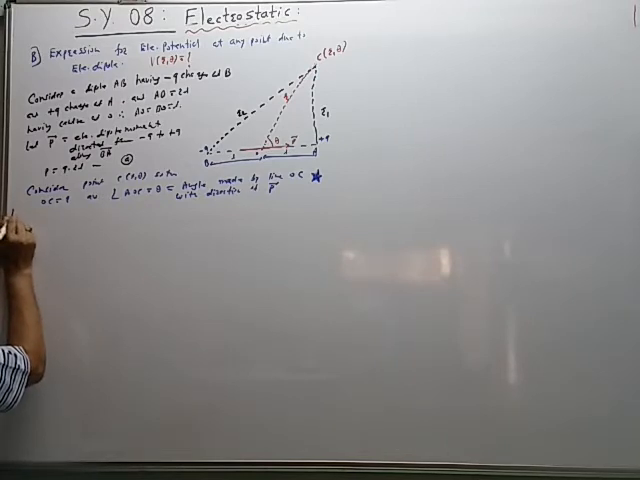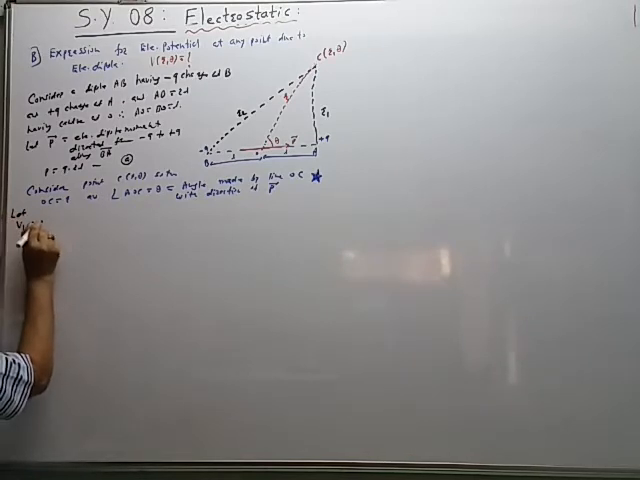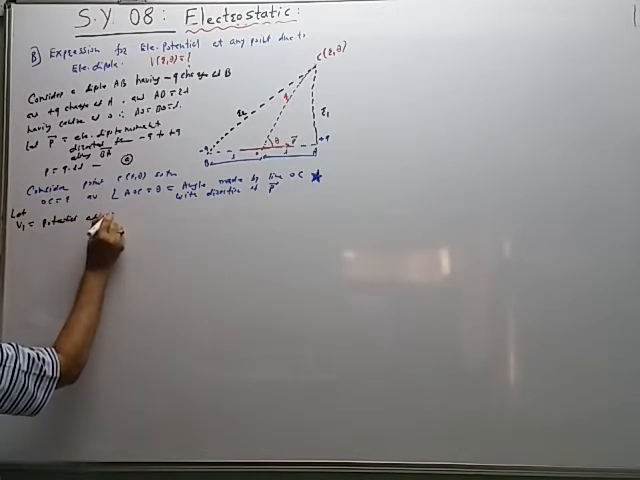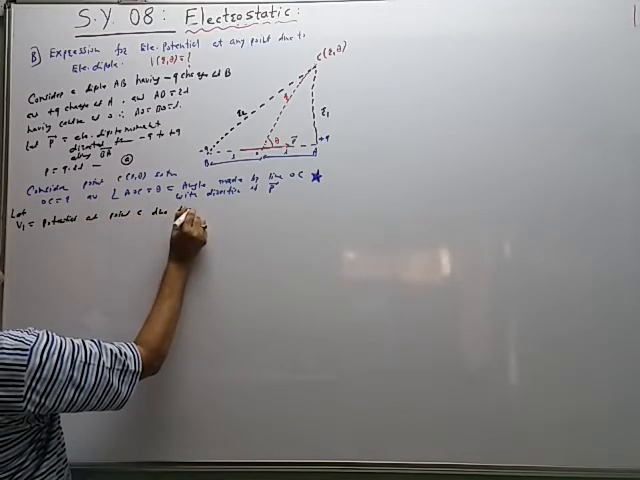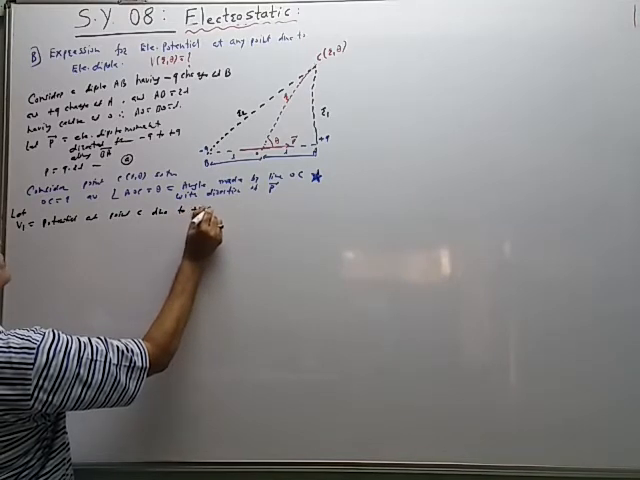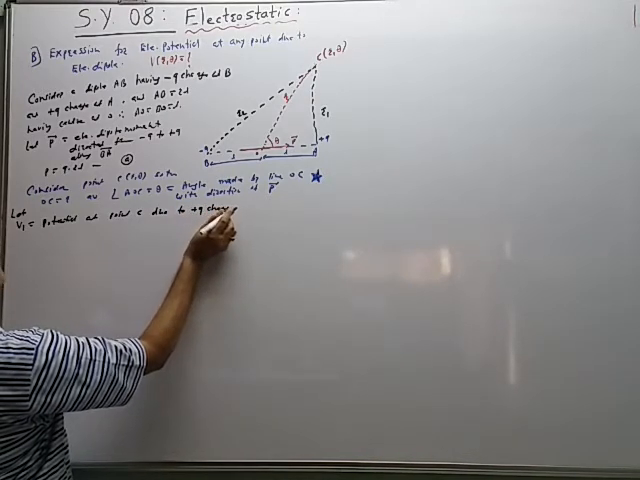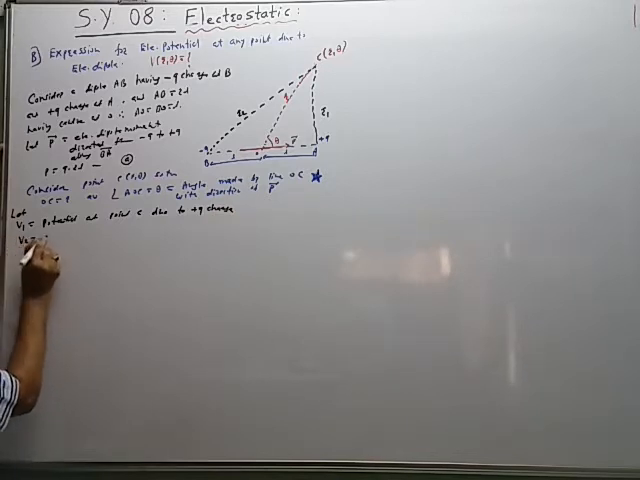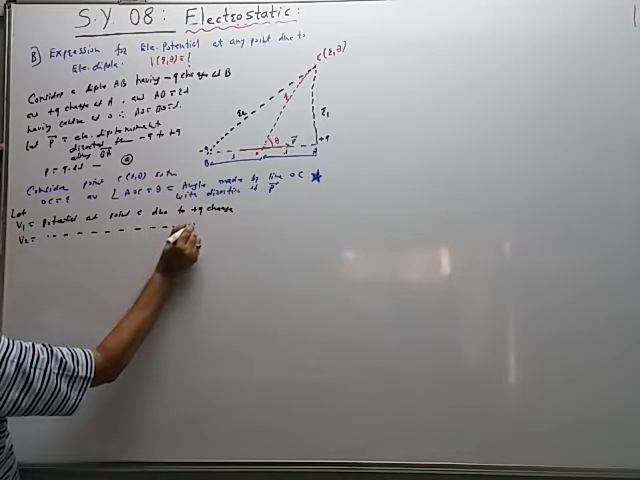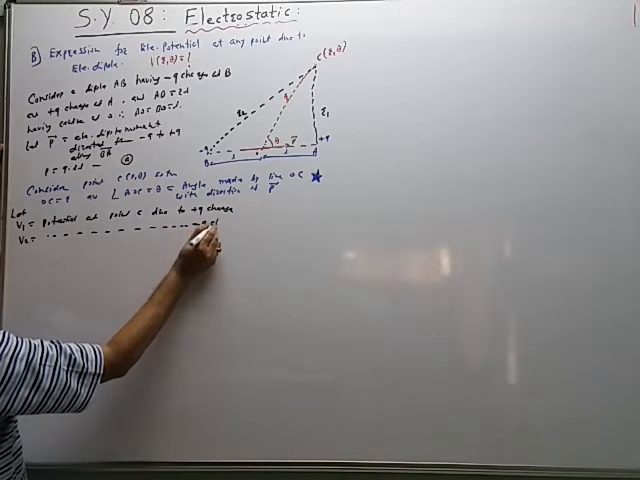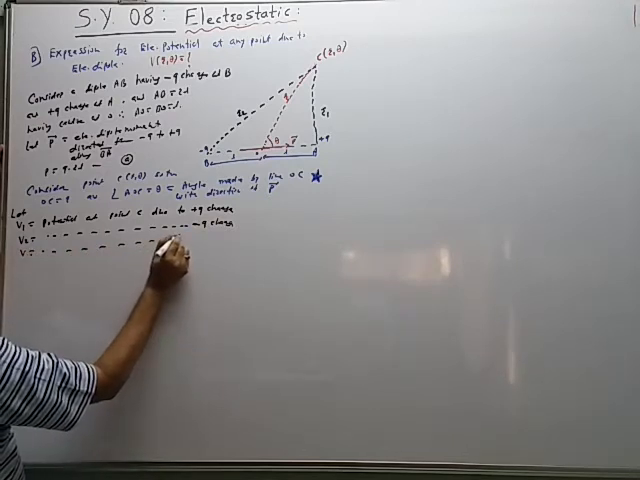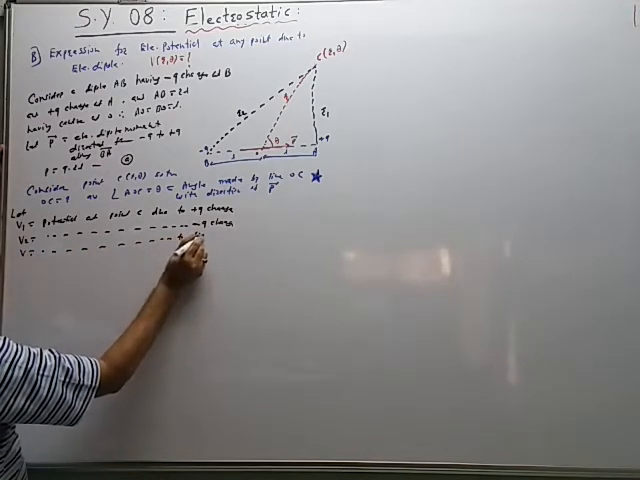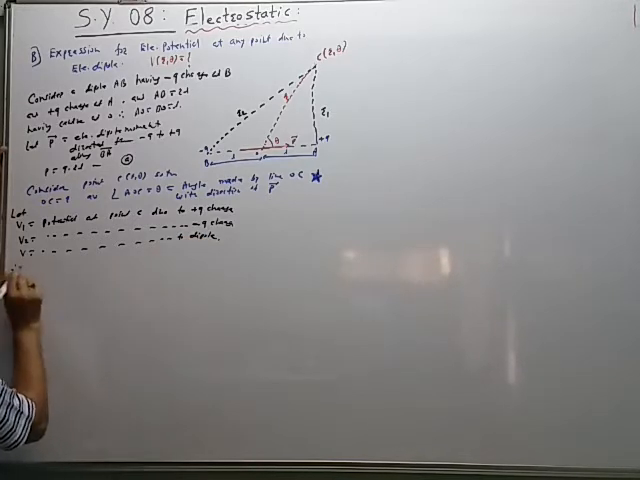Let V1 be the electric potential at point C due to the plus Q charge. V2 is the potential at point C due to the minus Q charge, and V is the potential at point C due to the dipole, both charges together.